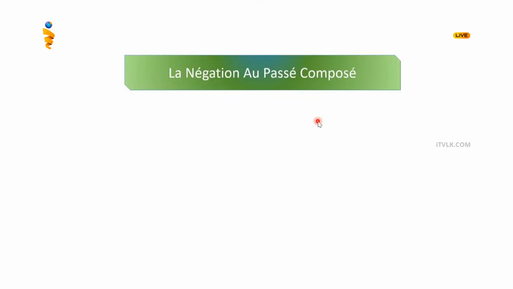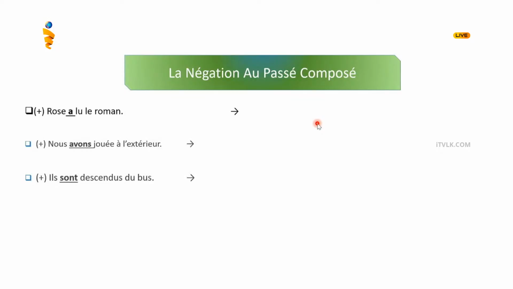We'll go for another tense, passé composé in negation. Okay, so there, can you see some sentences I have given? Rose a lu le roman. Rose read the novel. Nous avons joué à l'extérieur. We played outside. Ils sont descendus du bus. They got down from the bus.